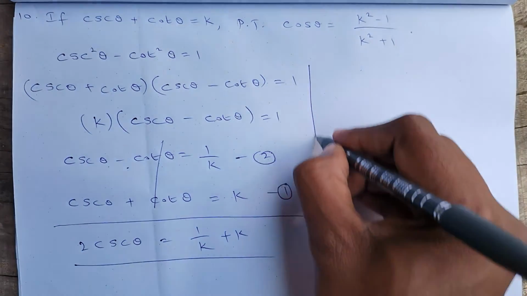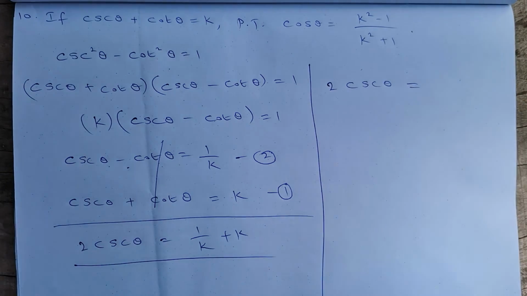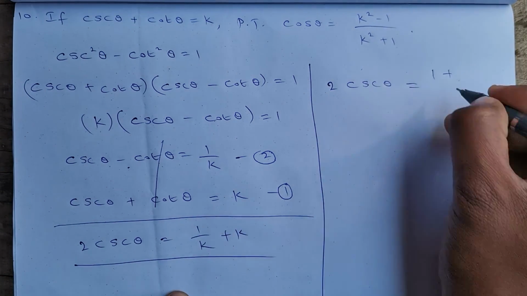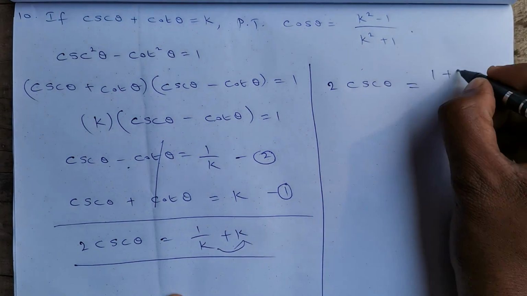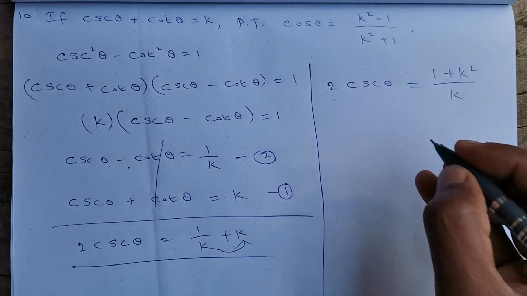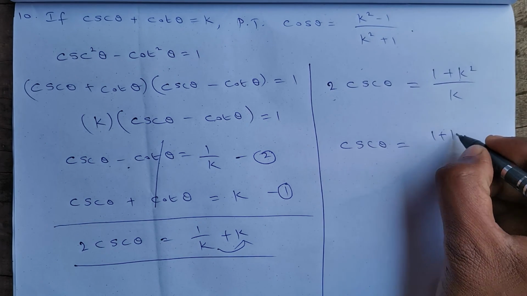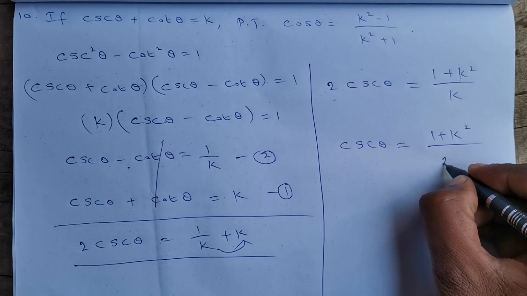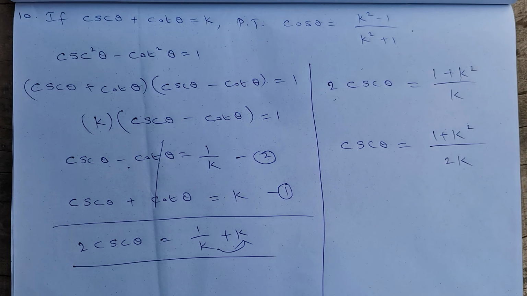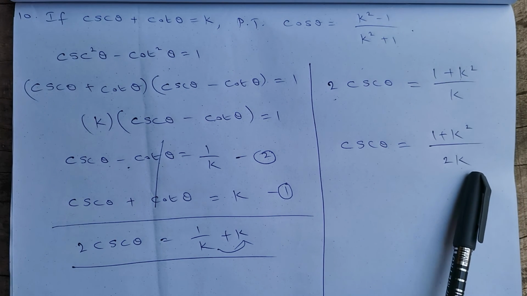Left side I am writing as it is, that is 2 cosecant theta equals 1 by k plus k, which is 1 plus k square divided by k. I will bring this 2 also to the right side, so we will get cosecant theta equals 1 plus k square divided by 2k. Okay, now here we have cosecant theta equals 1 plus k square divided by 2k.